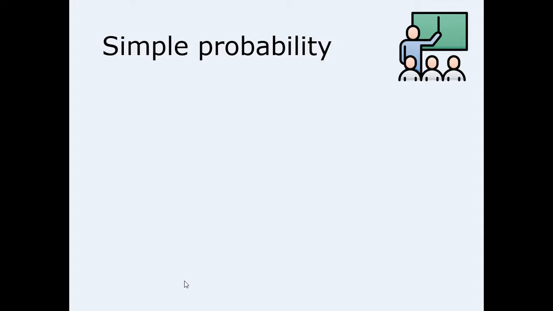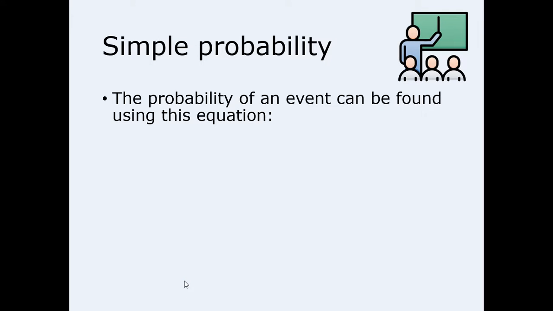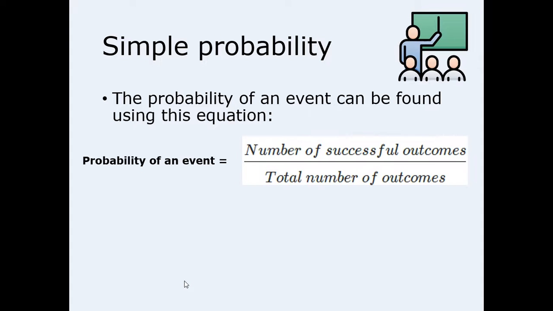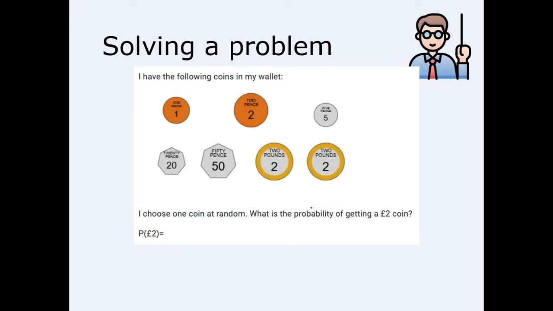Okay, so let's have a look at some simple probability questions. The probability of an event can be found using this equation. An event is just the thing that we're talking about. You know, an event would be getting a heads on a coin or rolling a 6, something like that. It's the number of successful outcomes divided by the total number of outcomes. So it's probably easier just to see that as an example.